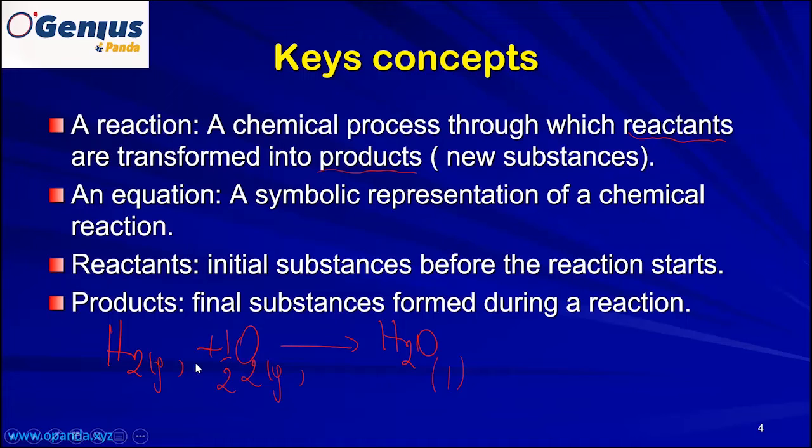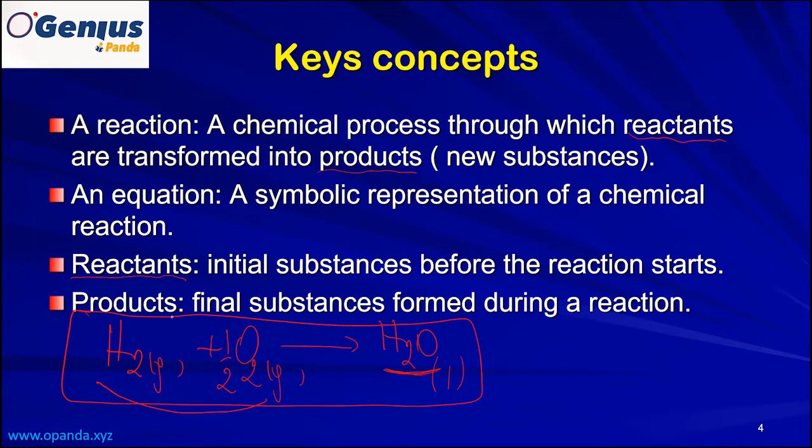So the representation we have here is the chemical equation, and the process which is taking place, the chemical change, is a chemical process or a chemical reaction. The substances we start with are called reactants, and the final substances that we produce are called products. Reactants are always on the left-hand side and products on the right-hand side.